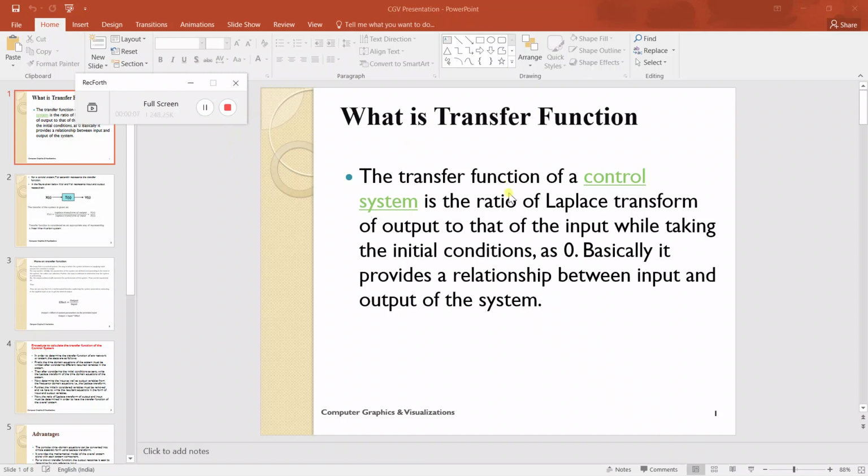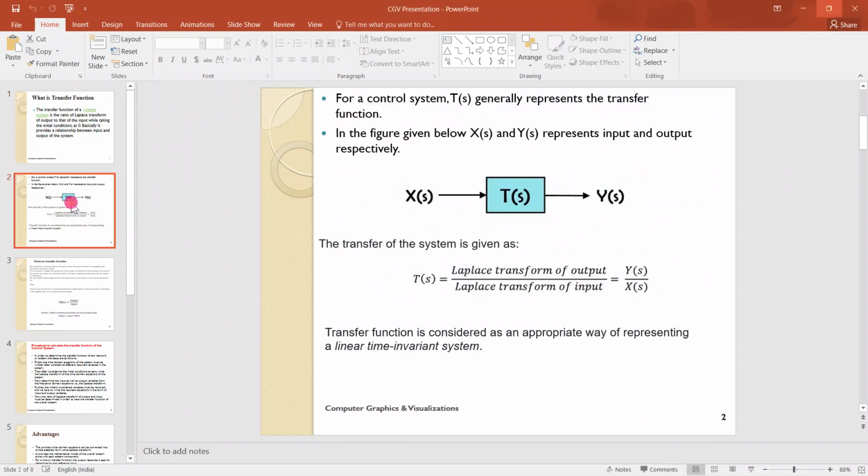The transfer function of a control system is the ratio of the Laplace transform of output to that of the input, while taking the initial conditions as zero. Basically, it provides a relationship between input and output of the system. For a control system, T(s) generally represents the transfer function.